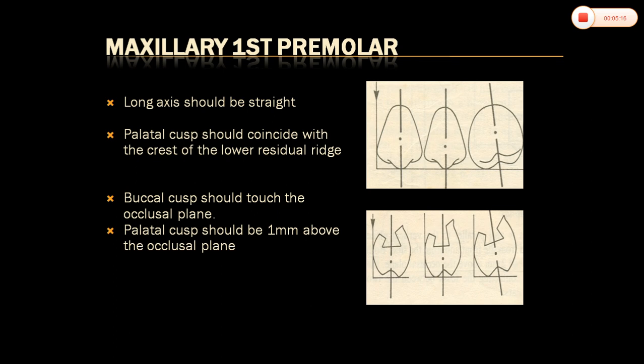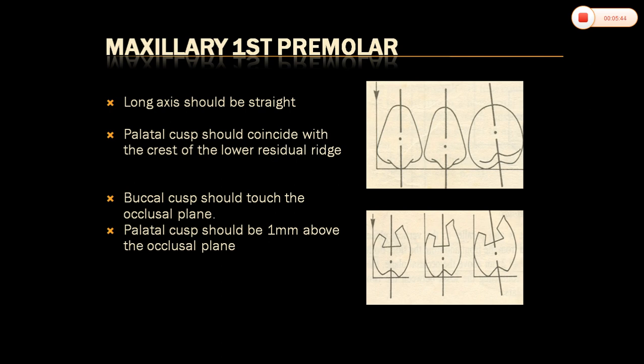Coming to the glass plate relation, the buccal cusp should touch the occlusal plane, whereas the palatal cusp should be 1 mm above the occlusal plane. In some cases, it almost mimics the canine placement, because in some cases the aesthetic zone will be considered up to the premolars, the maxillary first premolar.